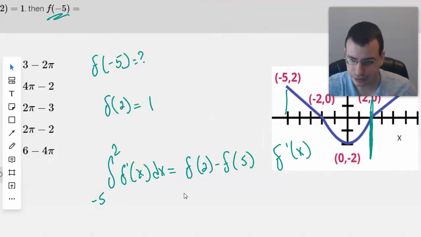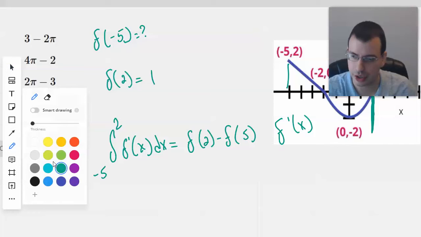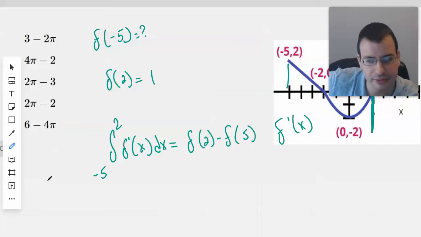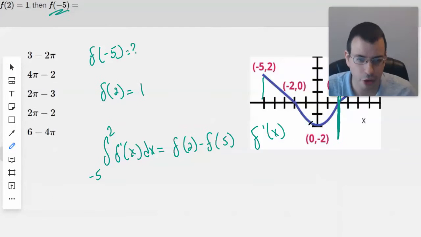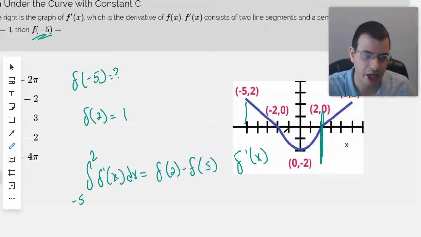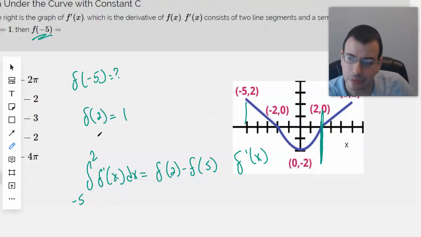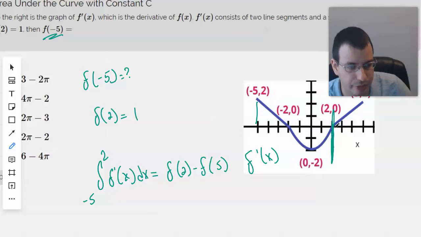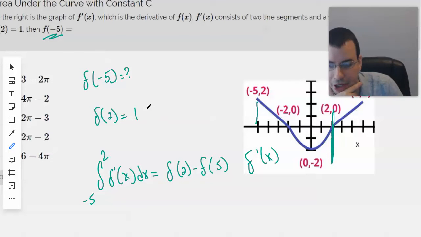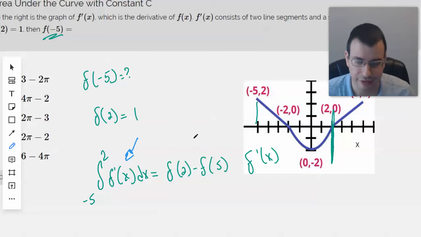So just to go over what I wrote here real quick and try and convince you that it's actually correct, or at least mostly correct. So we have f prime of x right here. Line, half circle, line. We're told that f of 2 equals 1 right here. And therefore, if we take the integral of f prime of x from negative 5 to 2, from here to there, then that will give us f of 2 minus f of negative 5. Because we're taking something that's already a derivative and making it not a derivative.